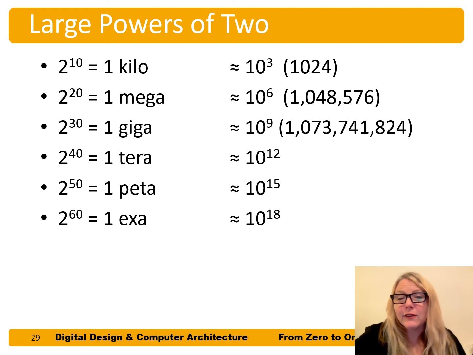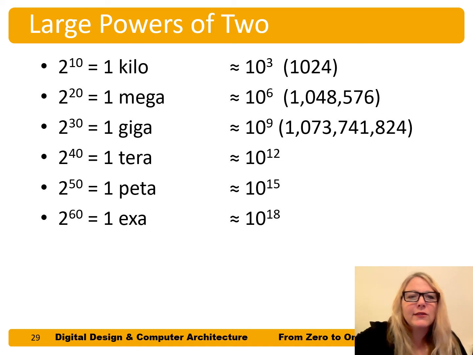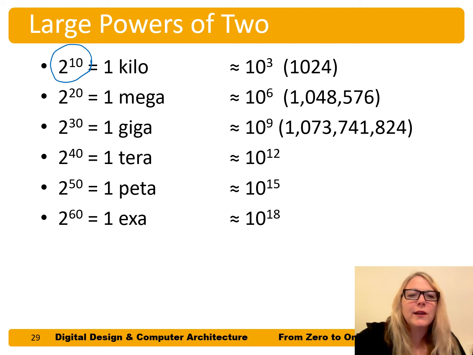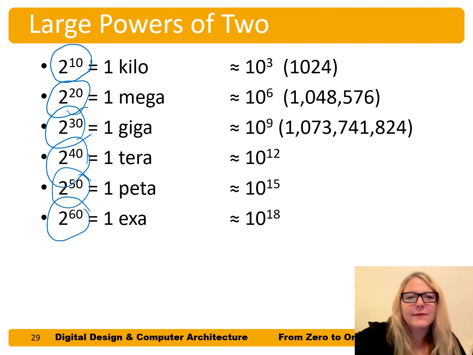And we can have even larger powers of 2, not just groups of 8. If we have something that's 2 to the 10, we have a kilo. If we have 2 to the 10 bytes, we'll have a kilobyte of data. 2 to the 20 is mega, 2 to the 30 is giga, 2 to the 40 tera, 2 to the 50 peta, and 2 to the 60 exa.